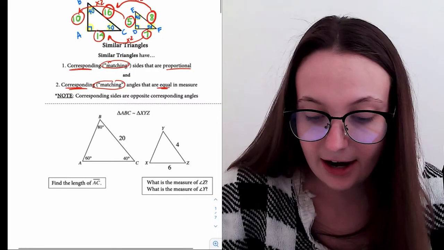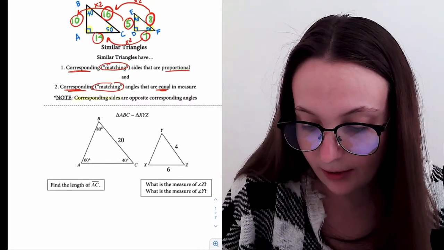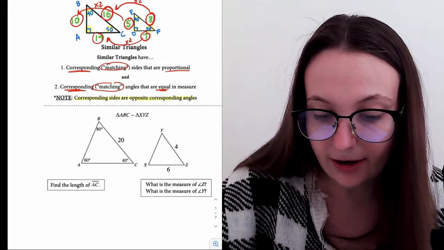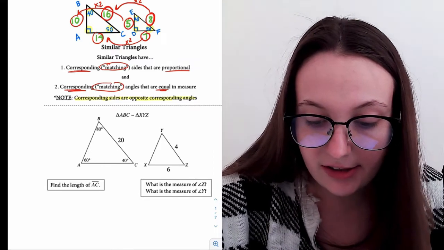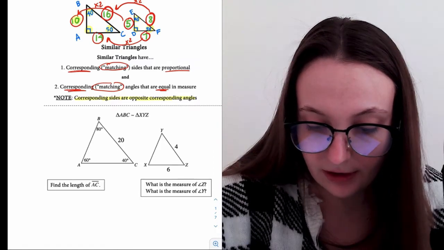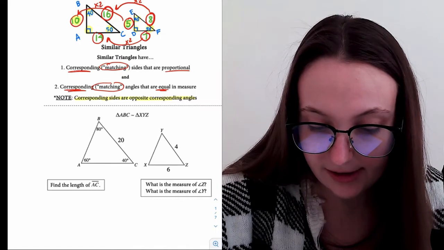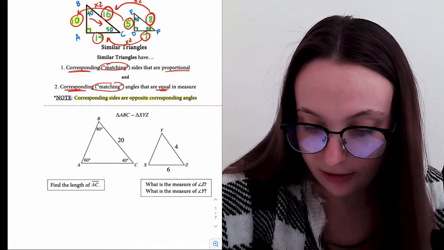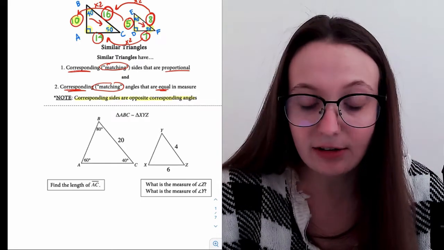All right. And if we notice, it says right here, corresponding sides are opposite corresponding angles. So if you can see the 10 and the 5, these are the corresponding sides, and they are opposite the 50, both of them, opposite the corresponding angles.